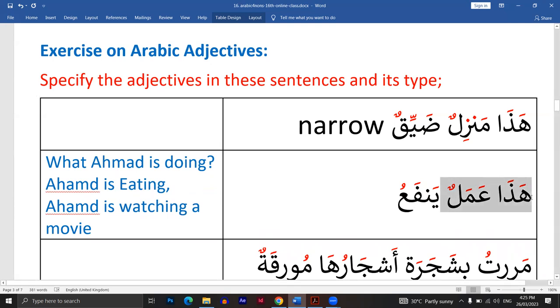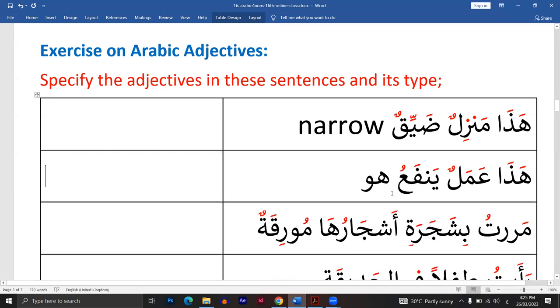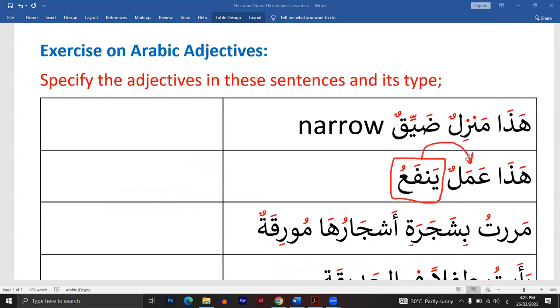هذا عمل ينفع. Okay, there is no need to say ينفع هو, right? Because we already understand from the context of the sentence. So anyway, now we have seen this one is the adjective for عمل. And the type of this adjective is a verbal sentence adjective.